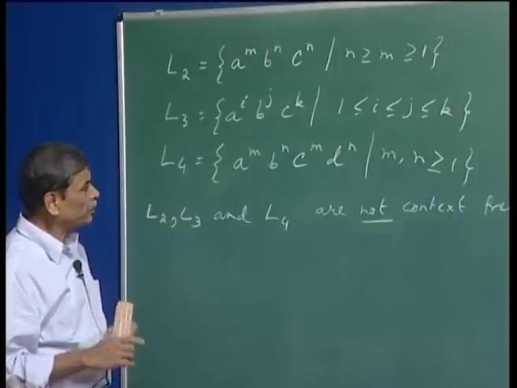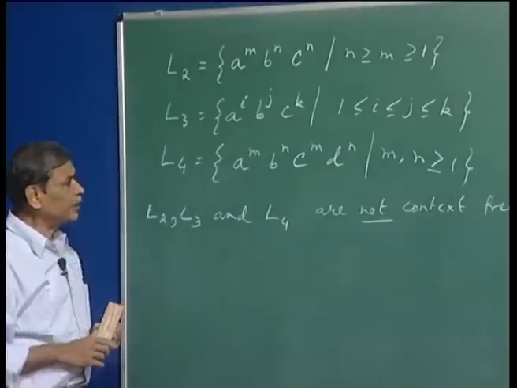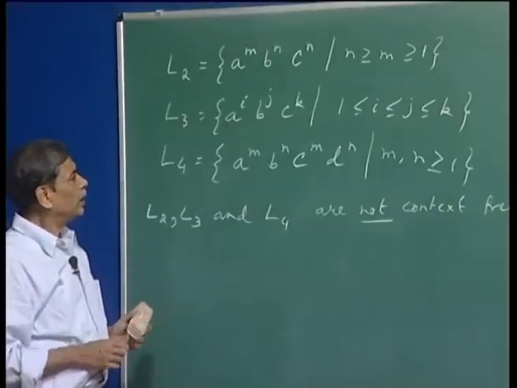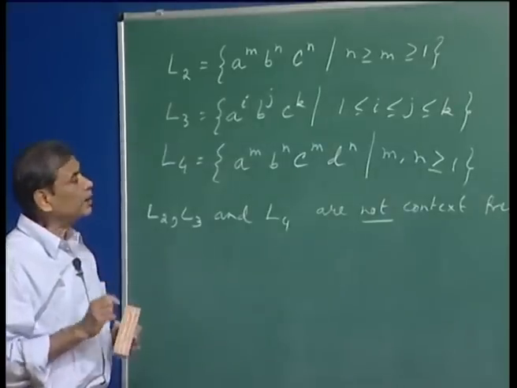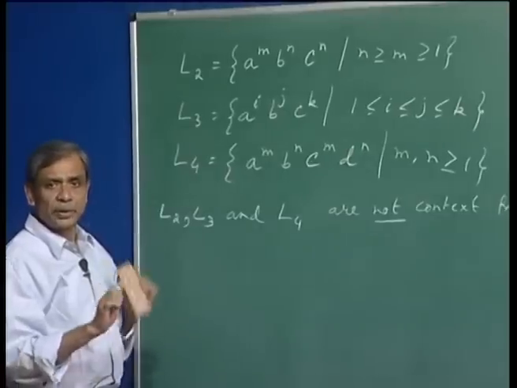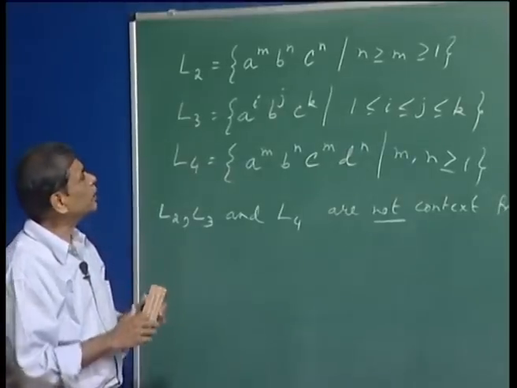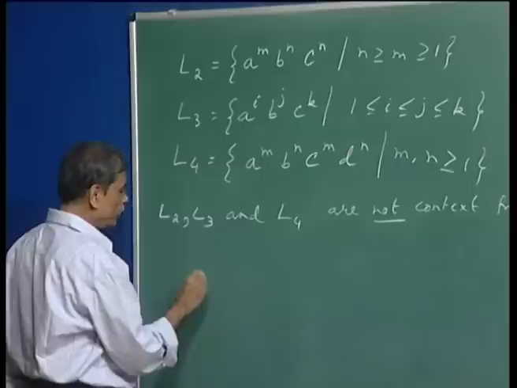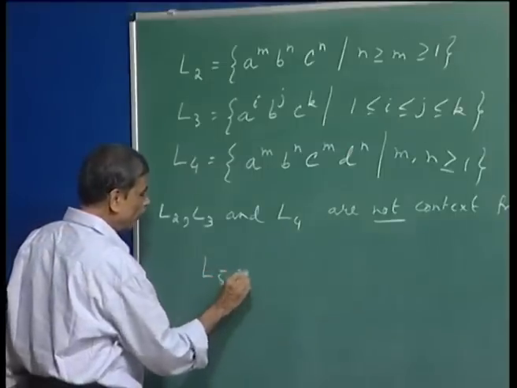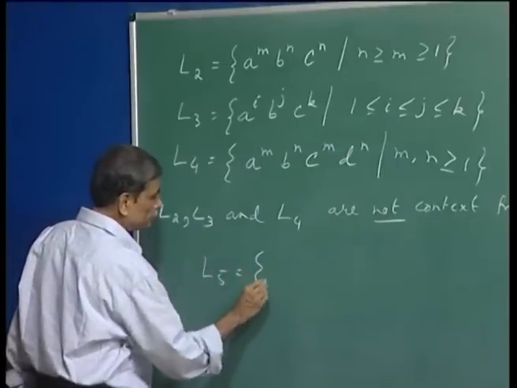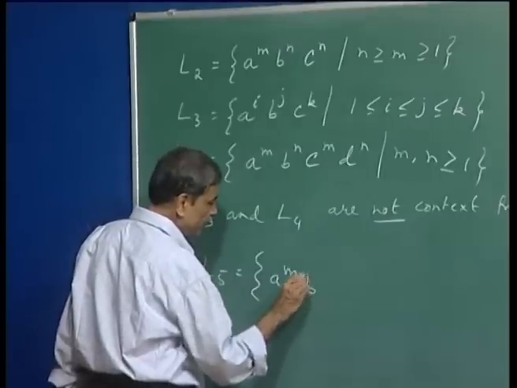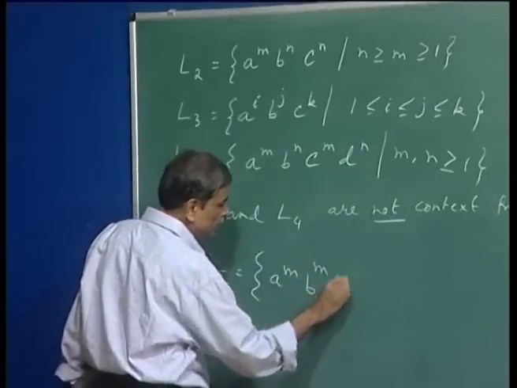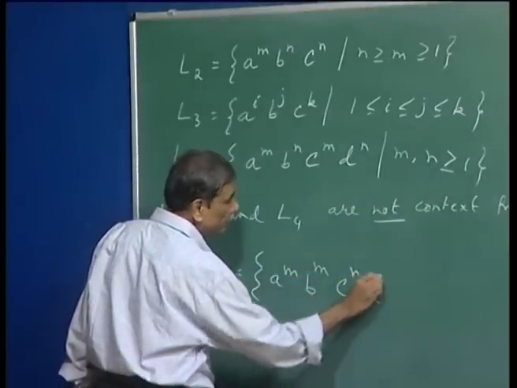But I am somewhat incorrect by saying that we cannot handle two conditions. We can handle two conditions so long as they are not intermixed or together. So, for example, if you take another language L5, let us say I write it slightly differently, A^m B^m C^n D^n.